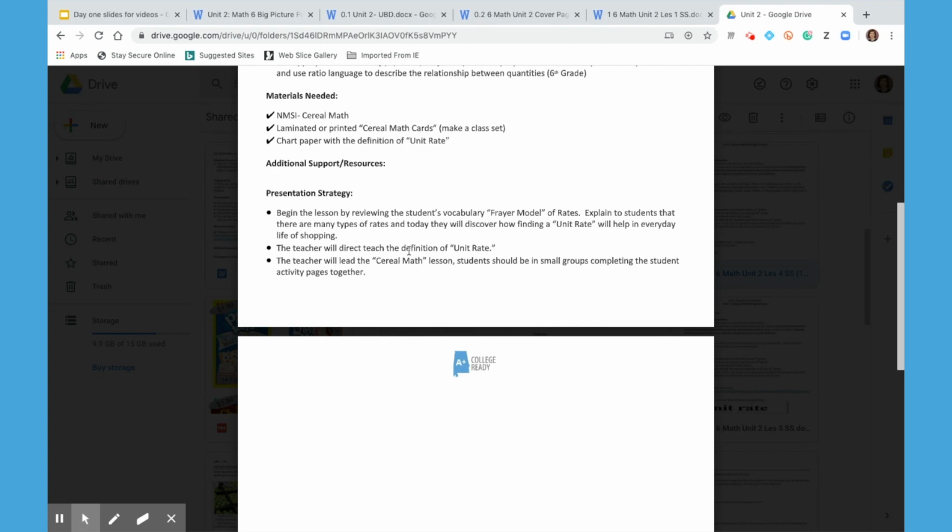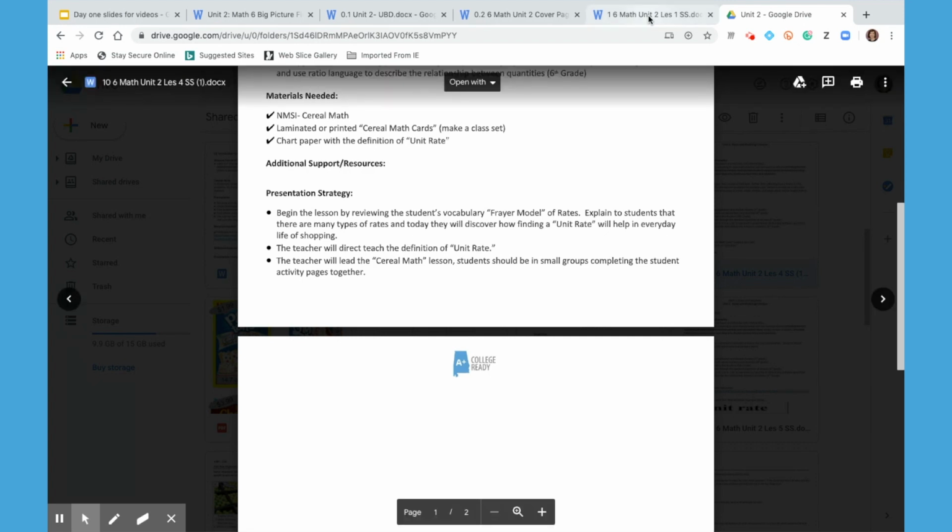So what your students have done prior to this: begin the lesson by reviewing the students' vocabulary for a model of rates. Explain to students that there are many types of rates, and today they will be discovering how finding a unit rate will help in the everyday life of shopping. Now it is important in this lesson that students use a calculator. They have not been exposed to the type of division with decimal by decimal that will be coming. So it's very important to give them a calculator, let them use that tool for this lesson so they can start understanding unit rates with shopping and how comparing helps with that.